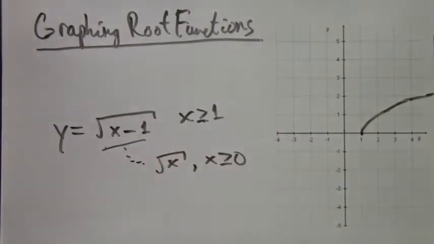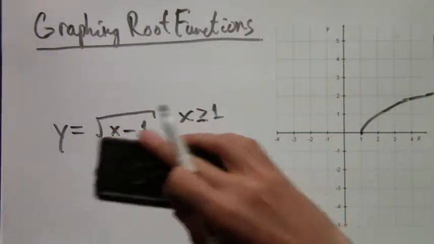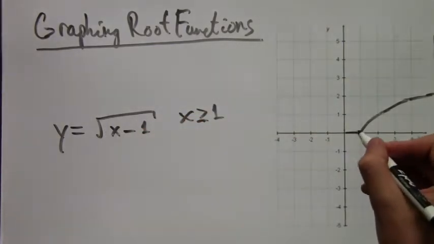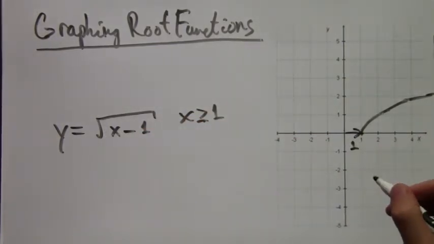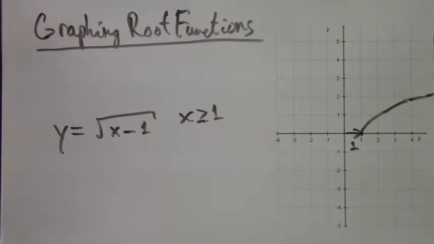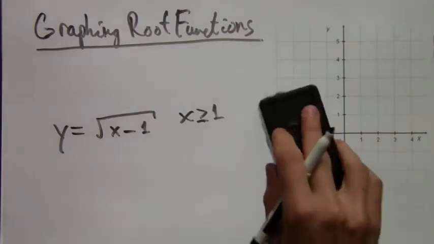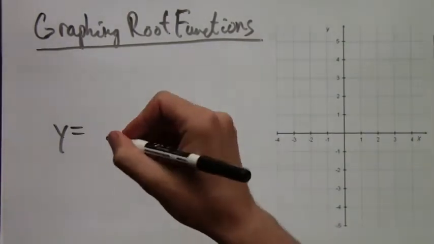So what I mean is that we have the same graph as before, but it just starts at x equals 1 instead of at x equals 0. It's shifted to the right by 1 unit. So when we subtract directly from the x on the inside of the square root, we shift horizontally.